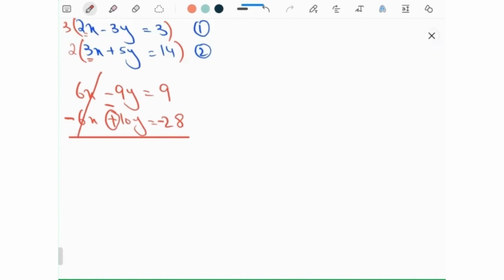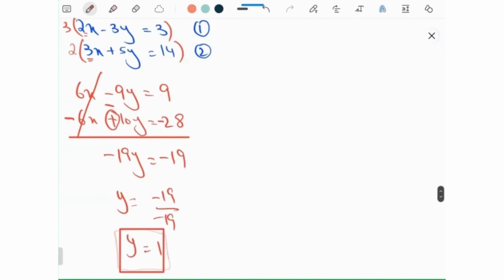6x minus 6x, minus 19y, 9 minus 28 is minus 19. Y is minus 19 upon minus 19, y is 1. Am I clear?